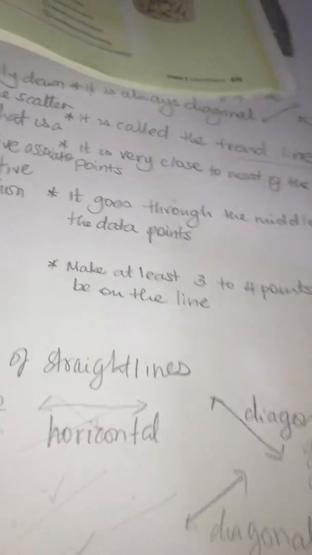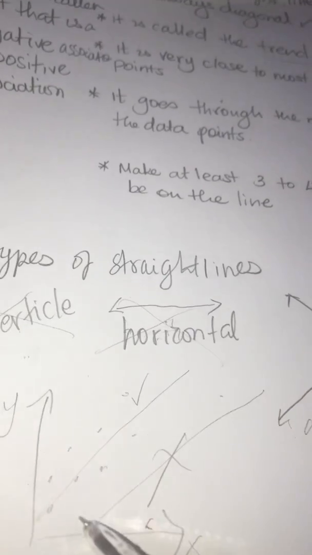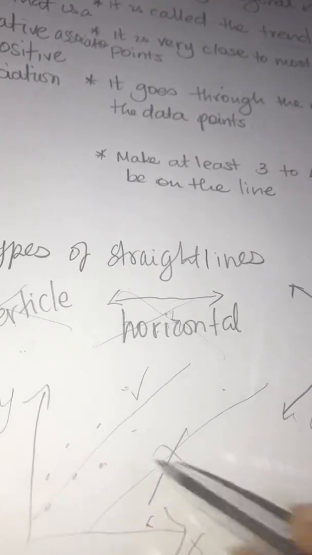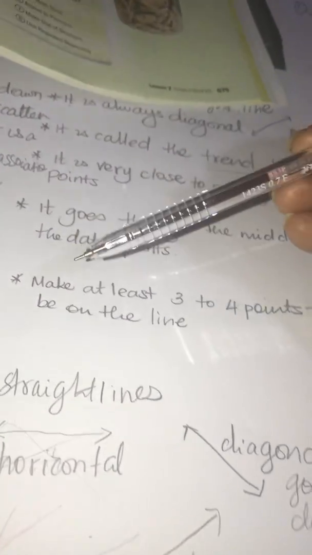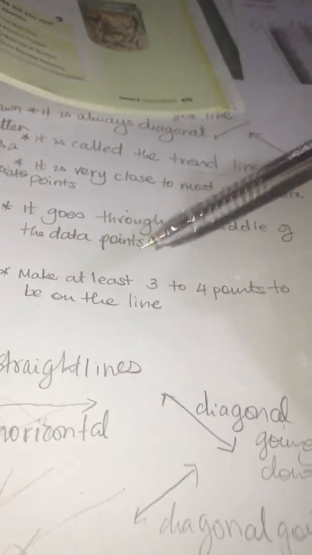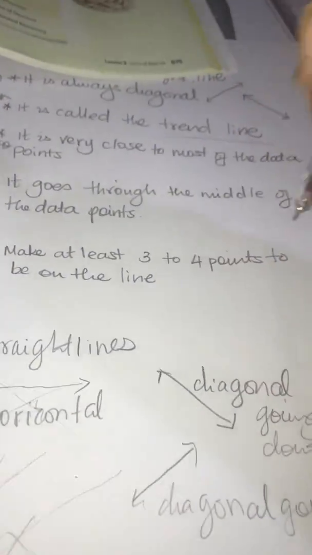It goes through the middle of the data points. Yes. I don't want to see it up here. It should not be up here and then your points are down here. Or it should not be down here. It has to go through the middle of your points. In the middle. Okay? At least use 3 or more points on your line. That is a very good line. 2 is okay, but 3 or more is the best. If you use 2, then your line is not very correct. 3 or more you try, okay?